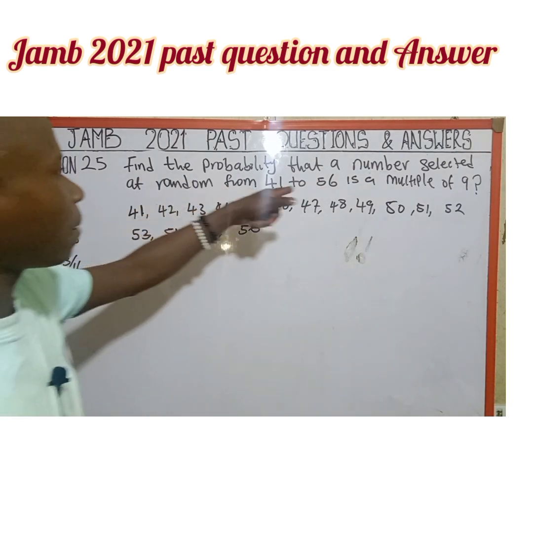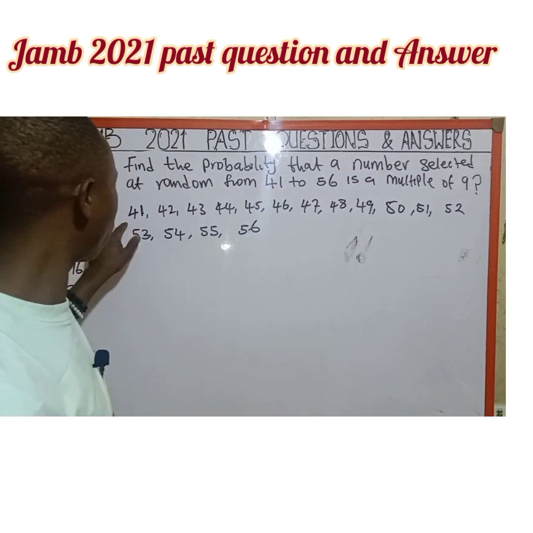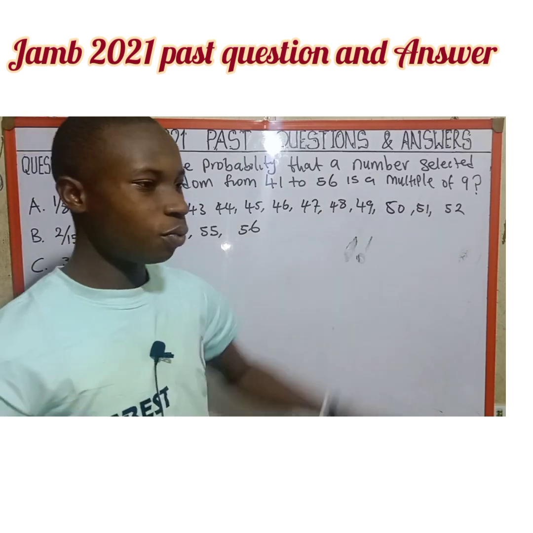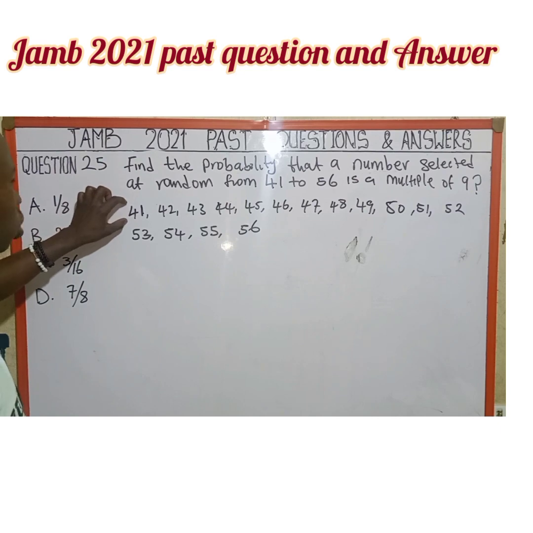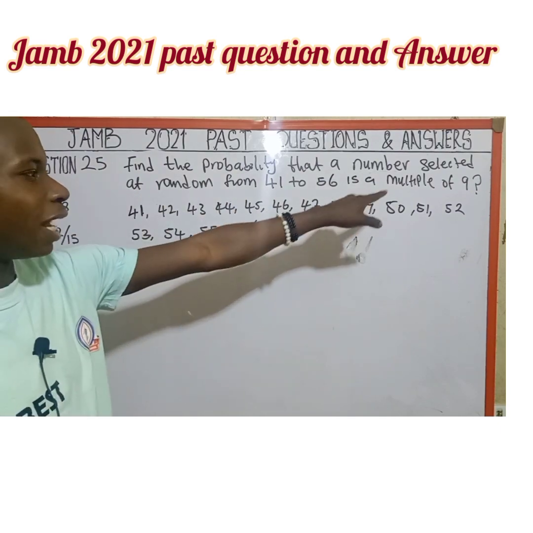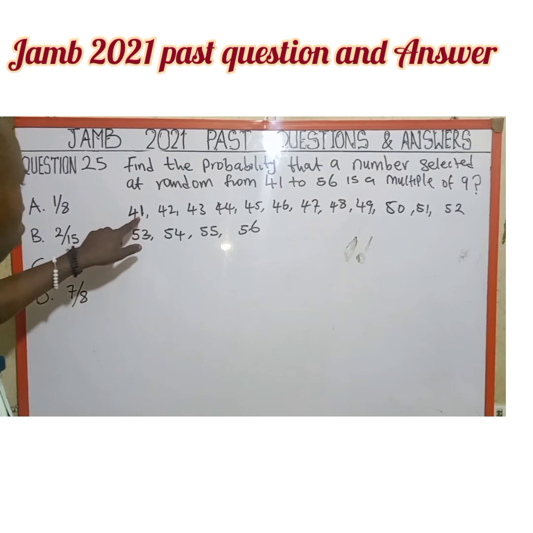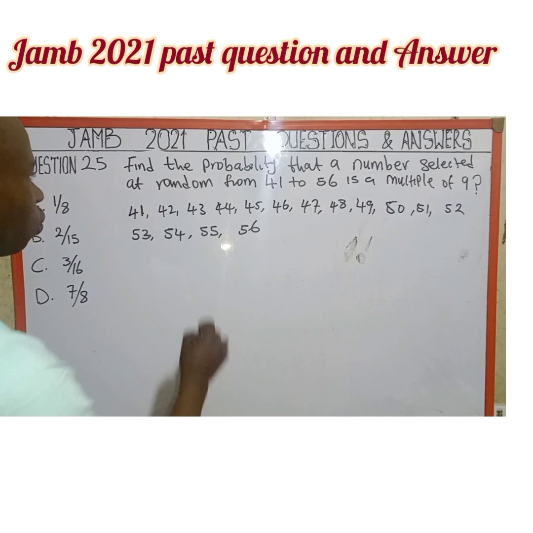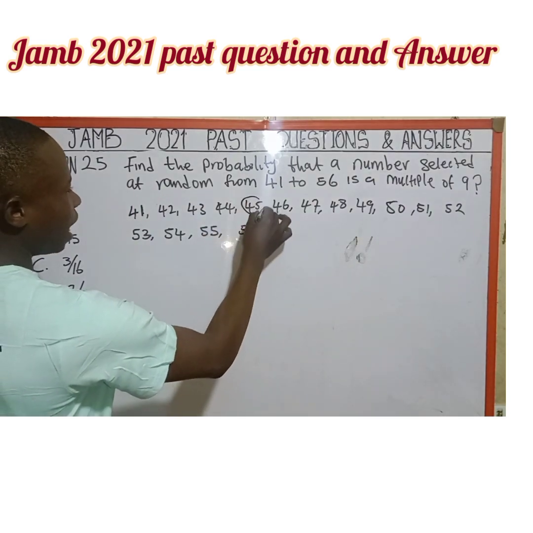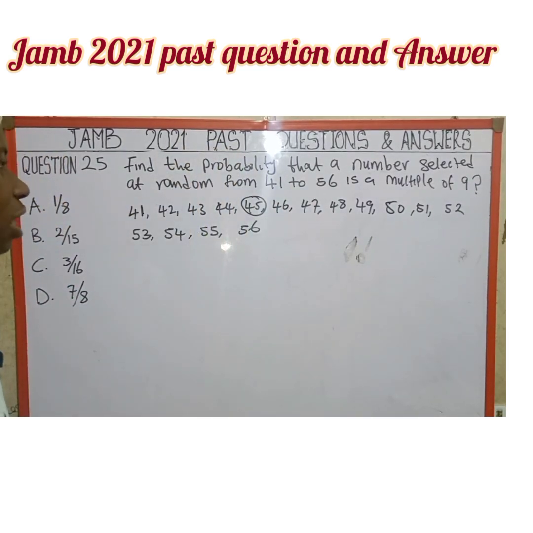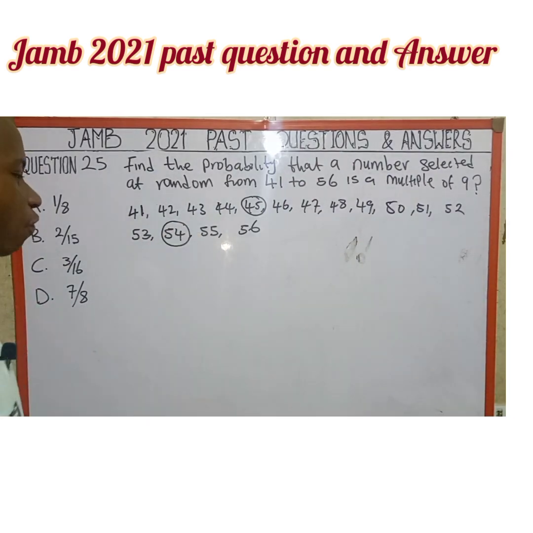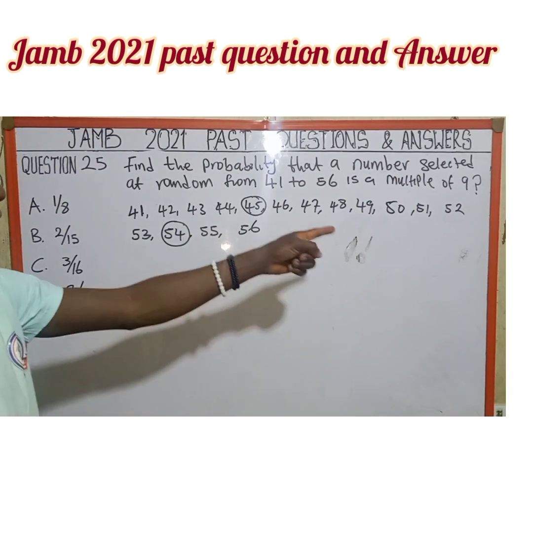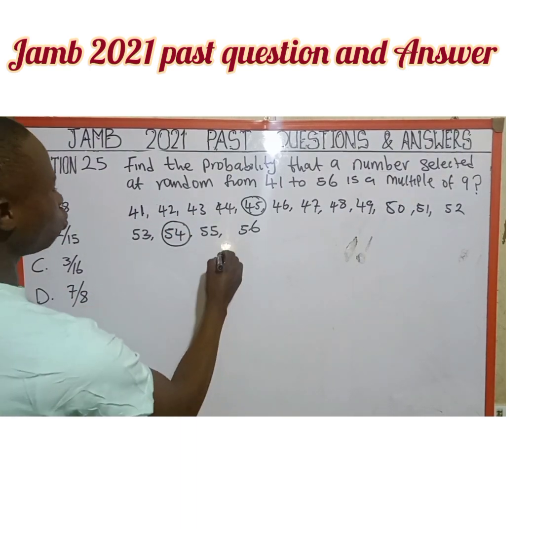And we're asked to find the probability that a number selected from 41 to 56 is a multiple of 9. So what do you do? You carry your calculator and start checking which number can be divisible by 9 without any remainder. So 41 cannot be divisible by 9. You check one after the other. If you divide 45 by 9, it can be divided without any remainder. And that's only two numbers here. The second number is 54. It can also be divisible by 9 without any remainder. So we have two numbers.